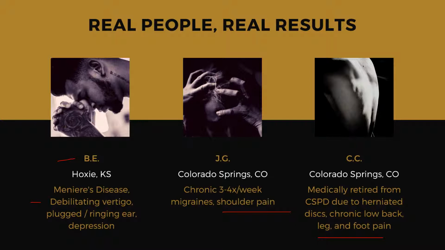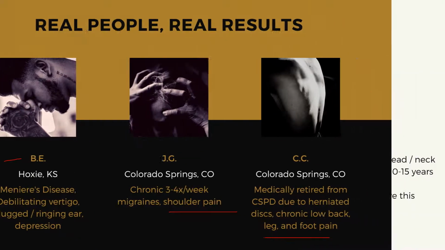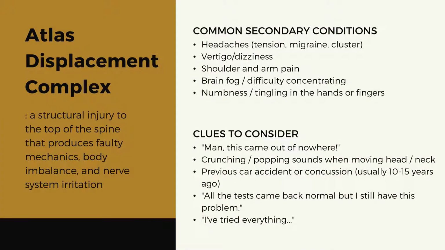So as you're looking at these stories and the different types of symptoms that we've discussed related to each of them, you might wonder, what do these people have in common? How does someone with vertigo have a good response, someone with shoulder or neck pain or migraines has a good response, and someone with low back and leg pain has an equally good response? And there's a common thread underlying each of these stories, which is where we really focus in neuro, and that's on a condition called Atlas Displacement Complex.